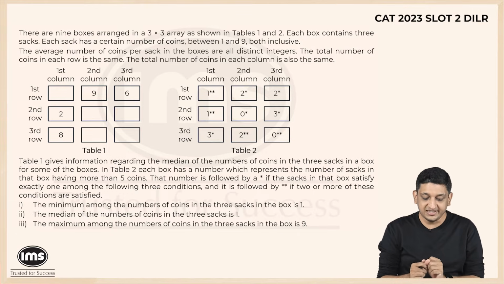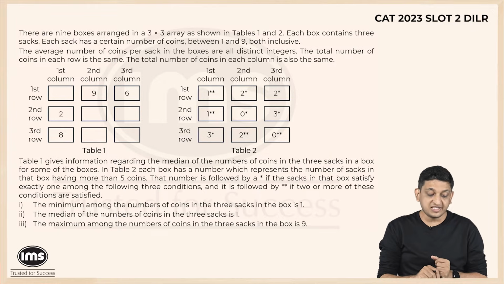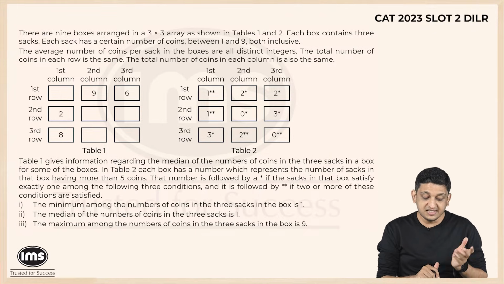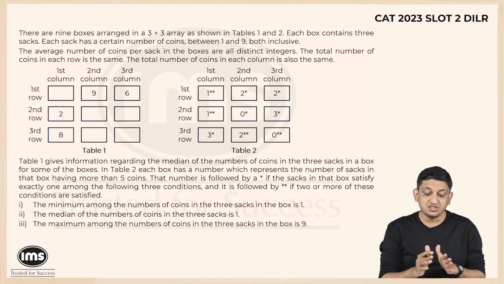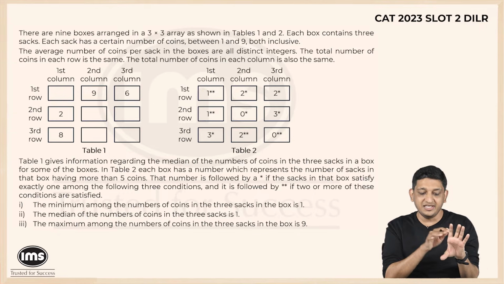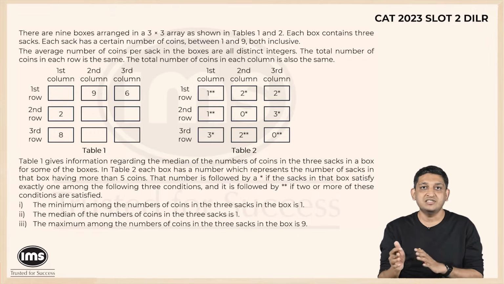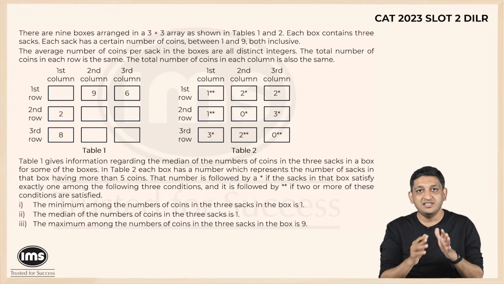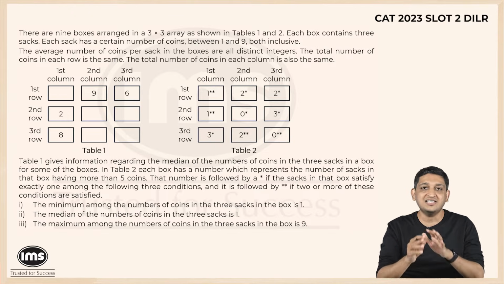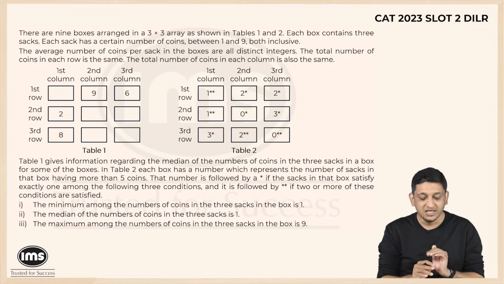So let's look at this one. There are 9 boxes arranged in a 3 by 3 array, as has been shown in tables 1 and 2. Each box contains 3 sacks. Each sack has a certain number of coins between 1 and 9, both inclusive. The average number of coins per sack in the boxes are all distinct integers, right? So average number of coins per sack basically means that if we are talking about one box, then the total number of coins divided by the number of sacks will be an integer, which means that because each box contains 3 sacks, the total of all the coins inside the sacks in one particular box has to be a multiple of 3.